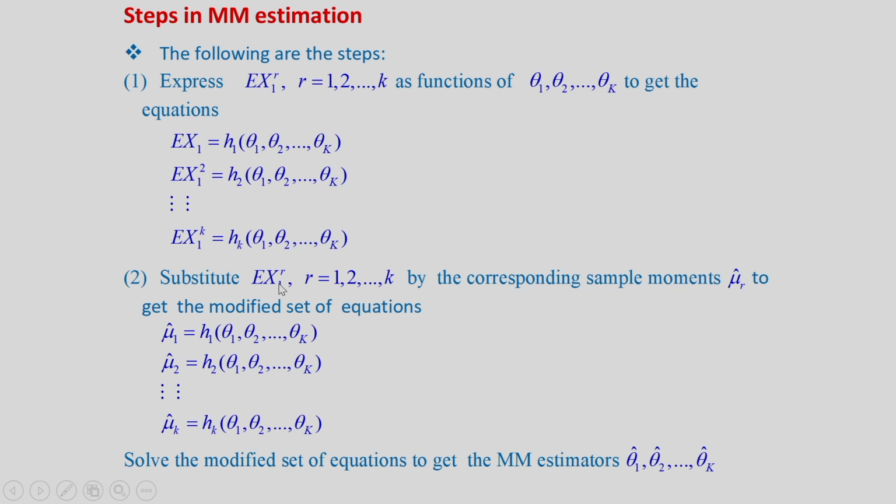Now, substitute E of x 1 to the power r, that is the rth moment, by the corresponding rth sample moment to get the modified set of equations. We will substitute E of x 1 by mu 1 hat, E of x 1 square by mu 2 hat, and so on up to E of x 1 to the power k, which we substitute by mu k hat. Now, again we have k equations, but this time in terms of the sample moments. Solve the modified set of equations to get the estimators theta 1 hat, theta 2 hat up to theta k hat. In this set of equations, there are k unknowns. These k unknowns are theta 1 hat, theta 2 hat up to theta k hat. So, we can solve this set of equations to get the estimators.